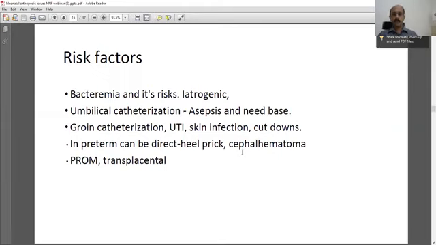Similarly, cephalhematoma is another direct risk factor. A secondarily infected cephalhematoma can be a risk factor for osteomyelitis of the skull. It can also be transplacentally acquired or ascending through when there's a PR wound.